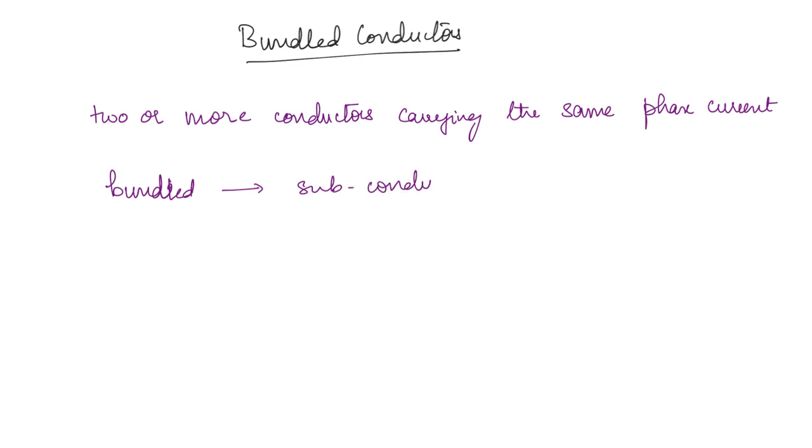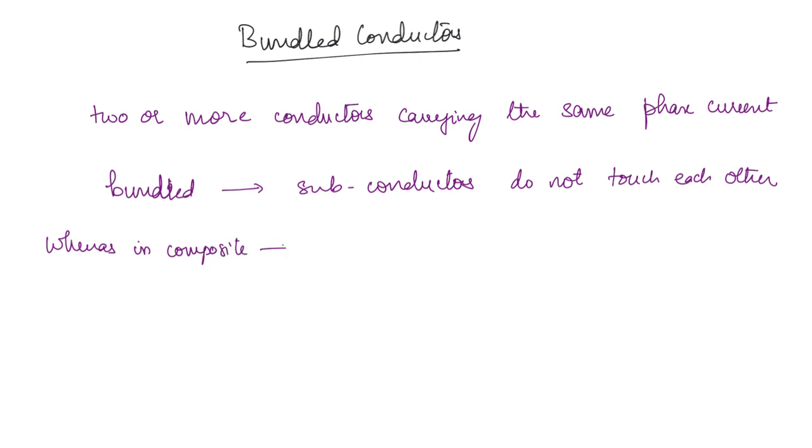Subconductors do not touch each other, whereas in composite conductors, the subconductors are touching each other. Okay, so that is the basic difference. What about double circuit? How is it different from the bundled conductors? So double circuit is a kind of configuration.